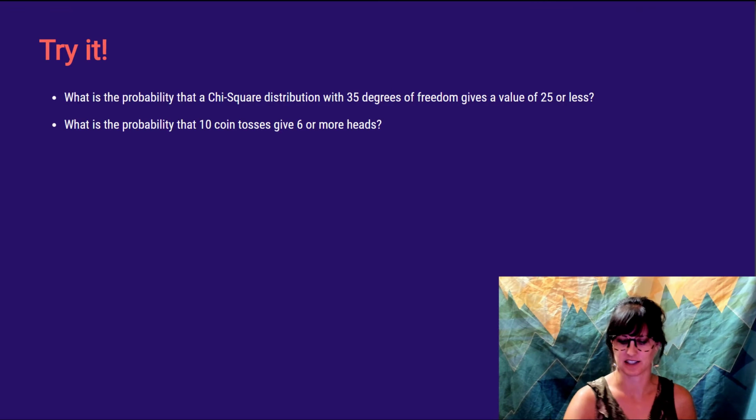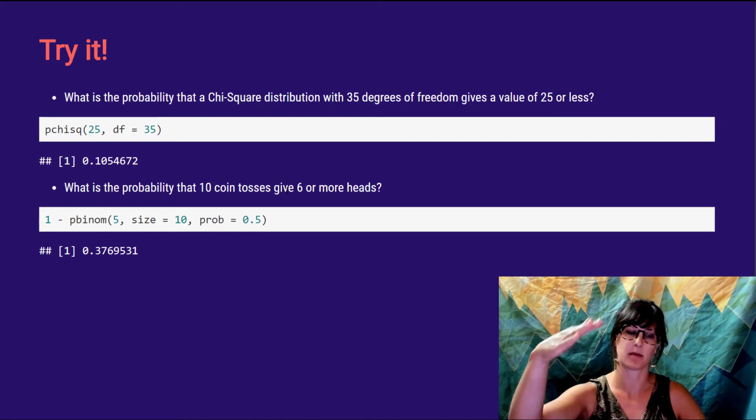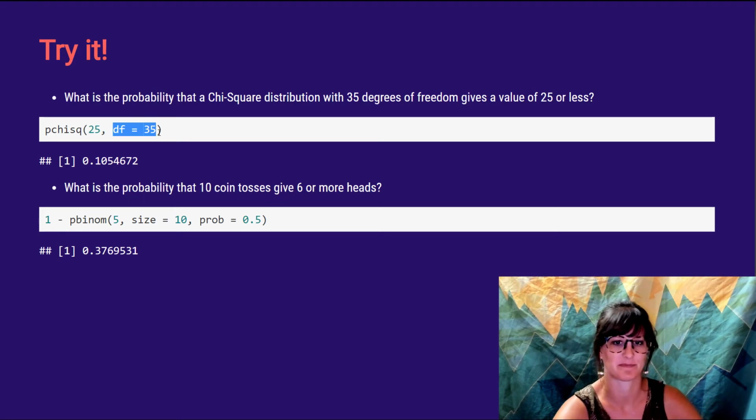All right, let's look at the answers. So for the chi-square distribution, I want a probability from a chi-square distribution. The value that I'm interested in is 25. I want to find the probability of being below 25. So that's my first argument, the value I'm interested in. And then we also need this peripheral information to help define the shape of that distribution. And that's where the degrees of freedom kicks in. So we have about a 10.5% chance of this happening. Not very meaningful in the real world, but good practice.